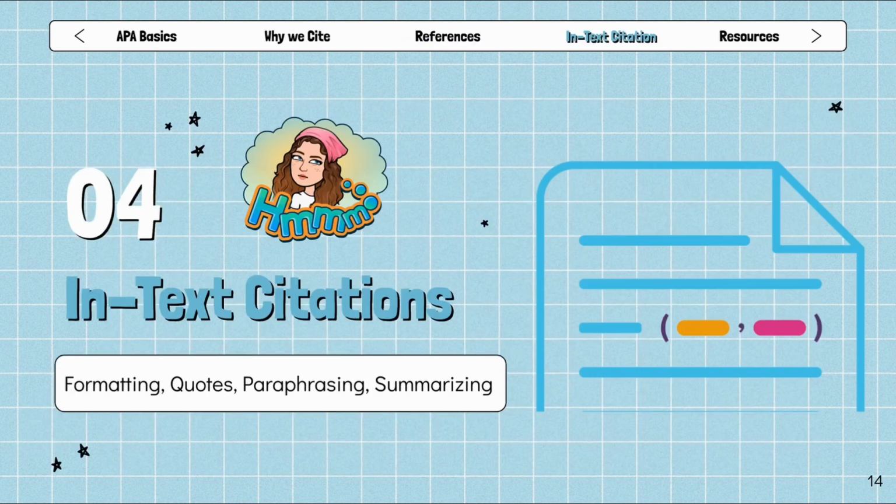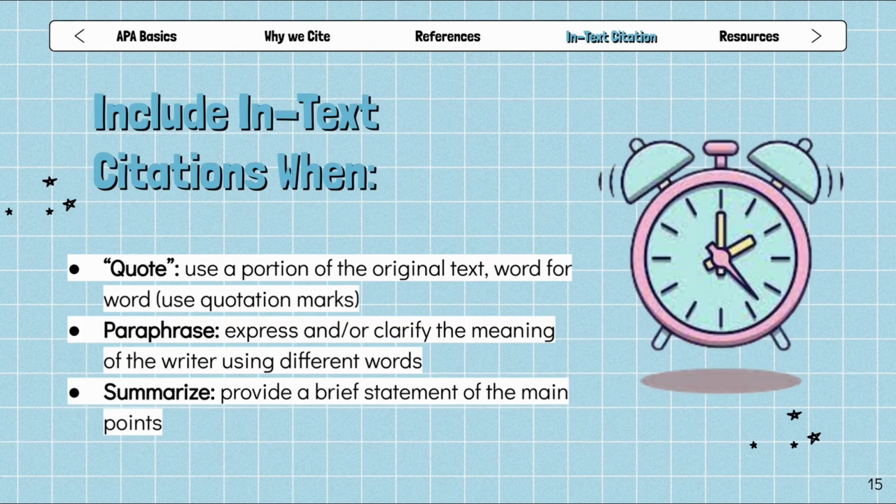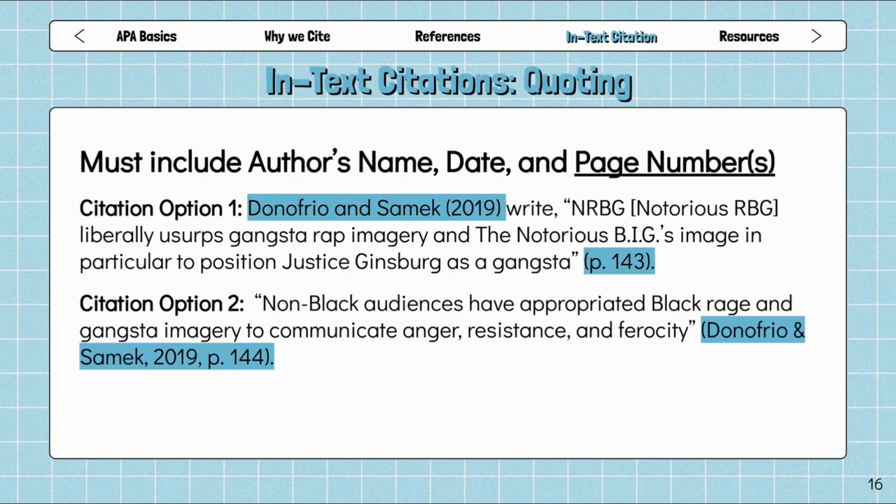In-text citations, formatting, quotes, paraphrasing, and summarizing. You'll always use in-text citations when quoting, paraphrasing, and summarizing. When citing from a quote, you will need to include the author's last name, date, and page number.